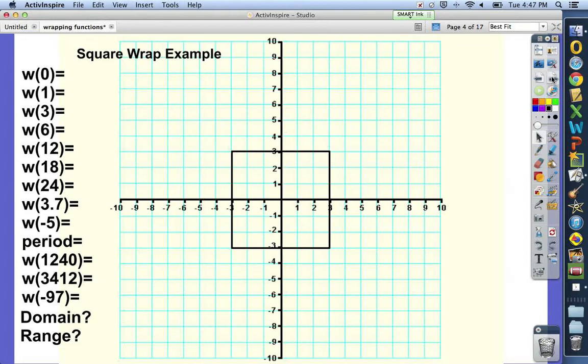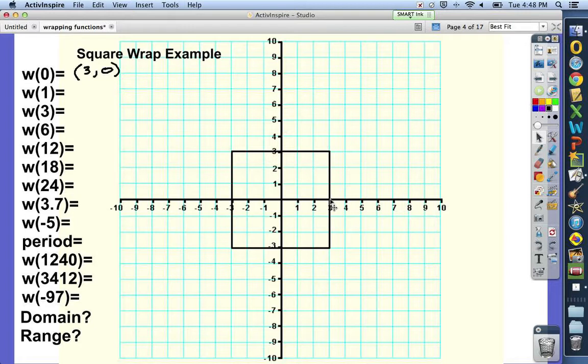Let's do a square wrap example. So let's start out by defining the starting point of any wrap as the right-handmost point. In this case, it would be the point 3, 0. It's where the right-handmost portion of the figure to be wrapped meets the x-axis. That's how we will start every wrap that we do. So let's start with a wrap of 0. Well, a wrap of 0 means I start at the starting point and I don't go anywhere, meaning I should be at the point 3, 0.